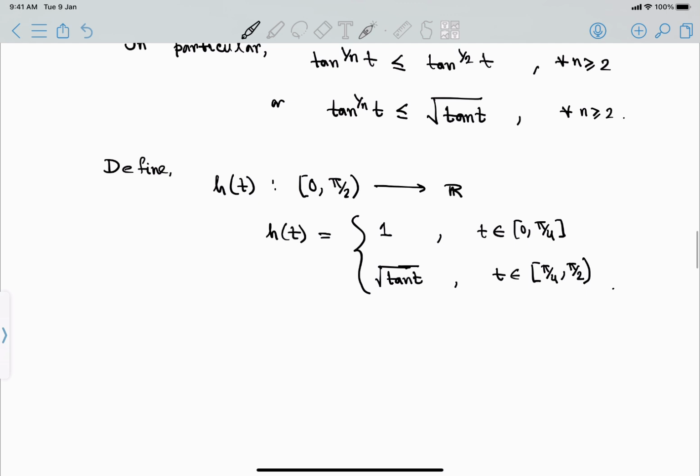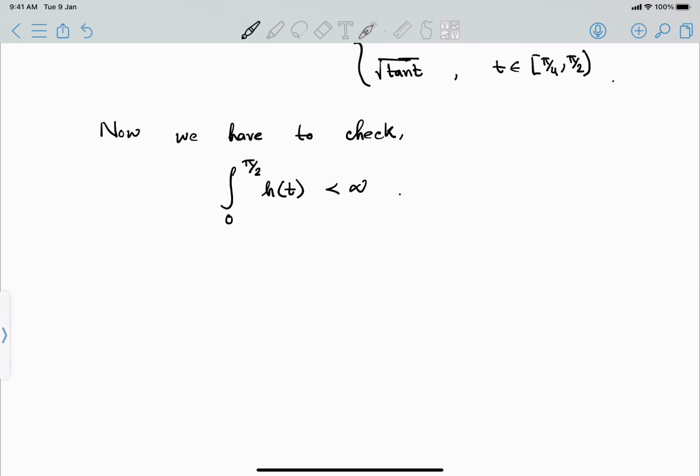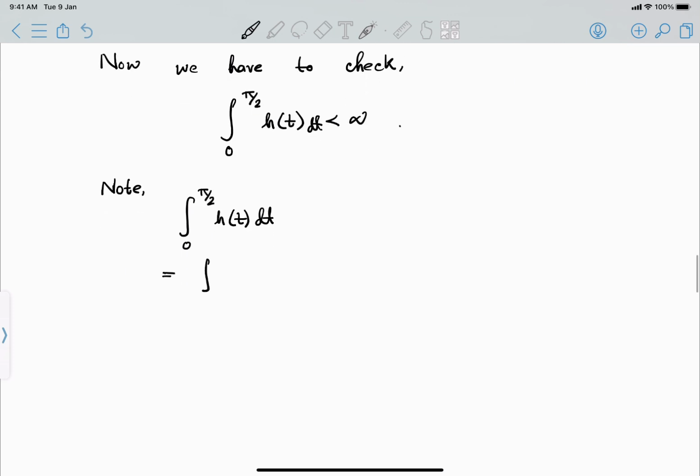Now I have to check that this is integrable on 0 to pi by 2. Now we have to check that the integration from 0 to pi by 2 of h of t is finite, right? This we have to check. So what is the integration from 0 to pi by 2 of h of t dt? You can break it into two parts. From 0 to pi by 4, this is 1, plus from pi by 4 to pi by 2, this is square root of tan t, right?